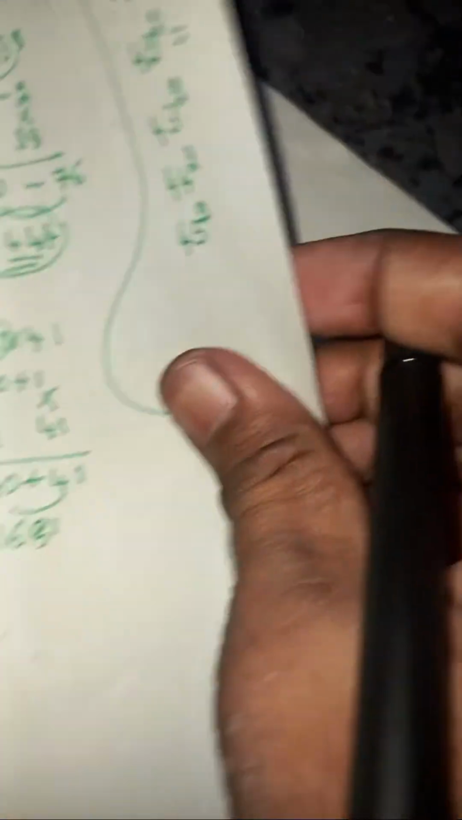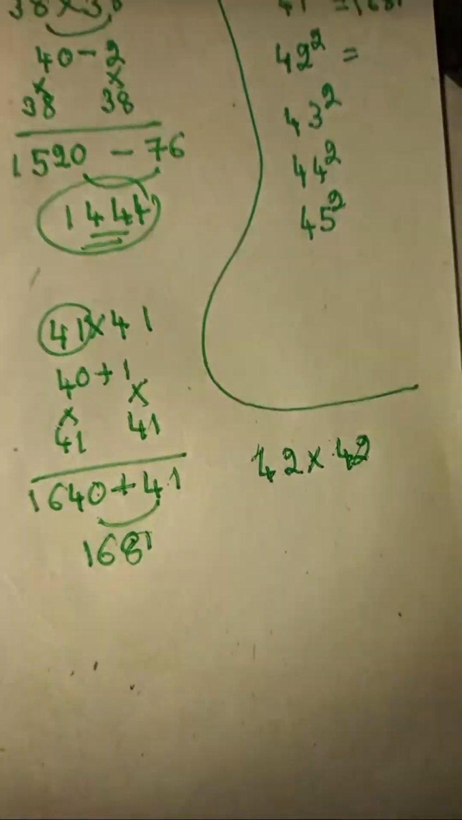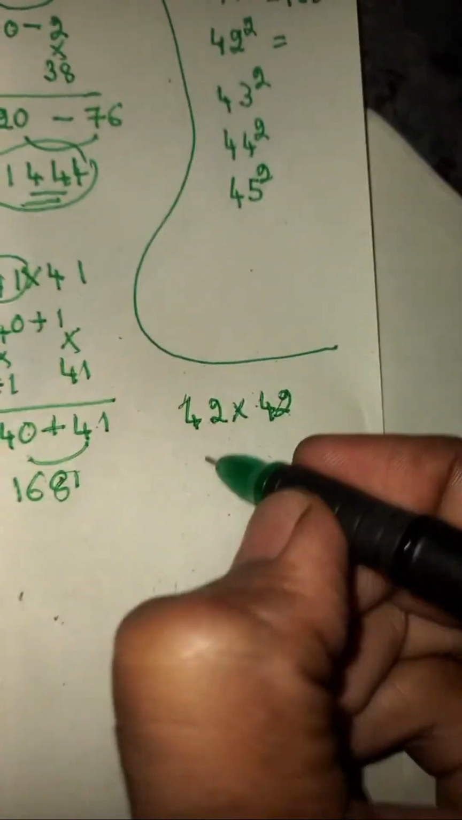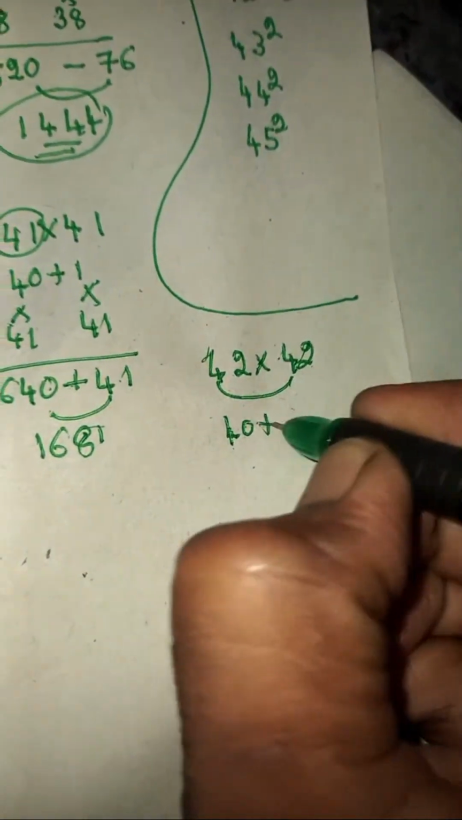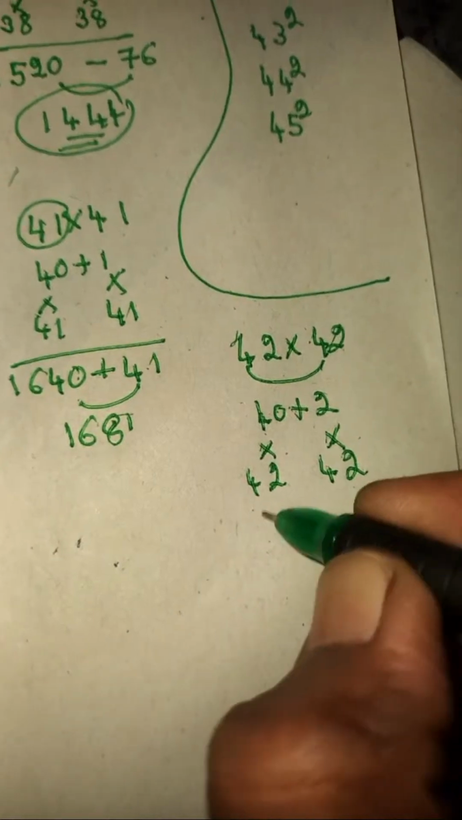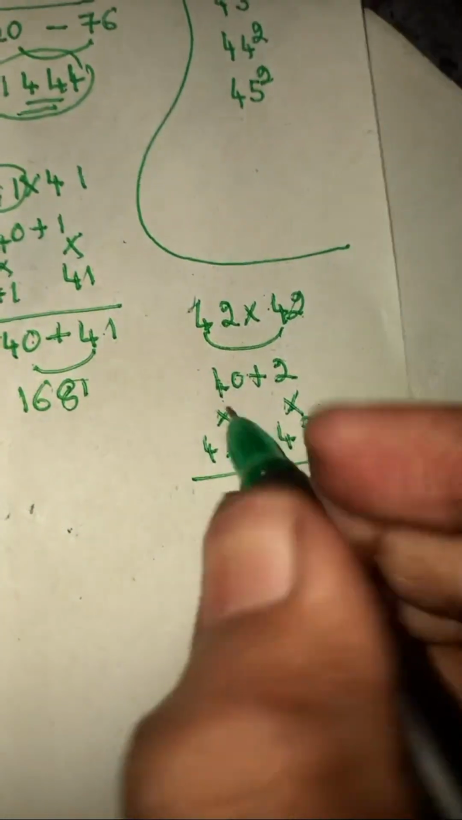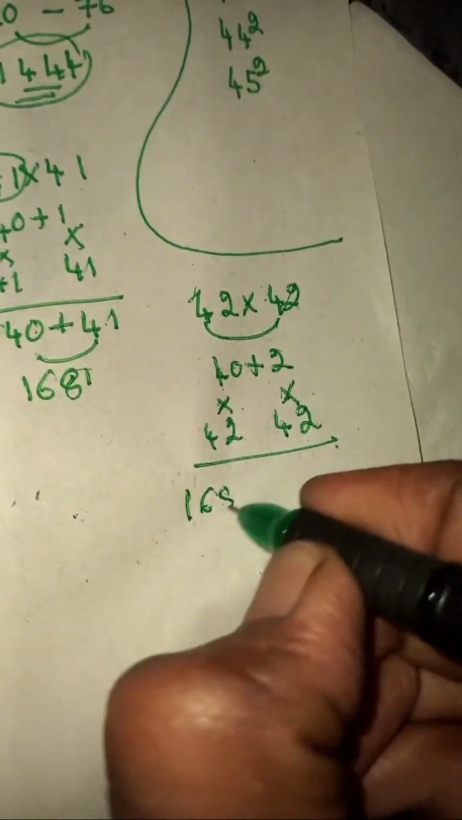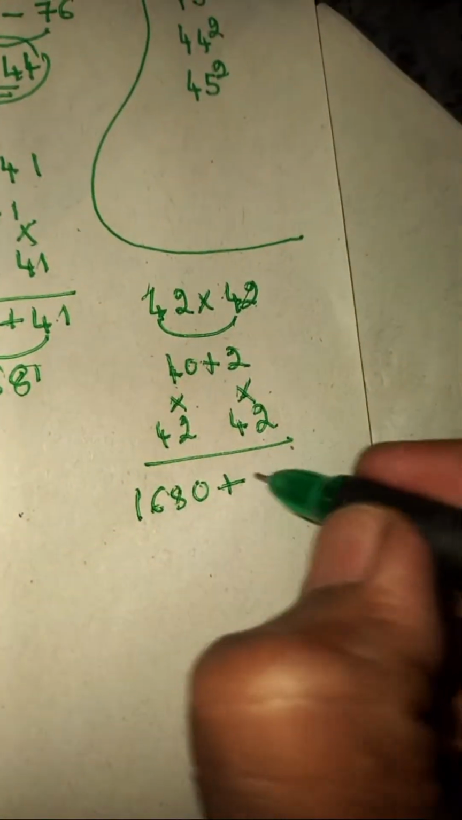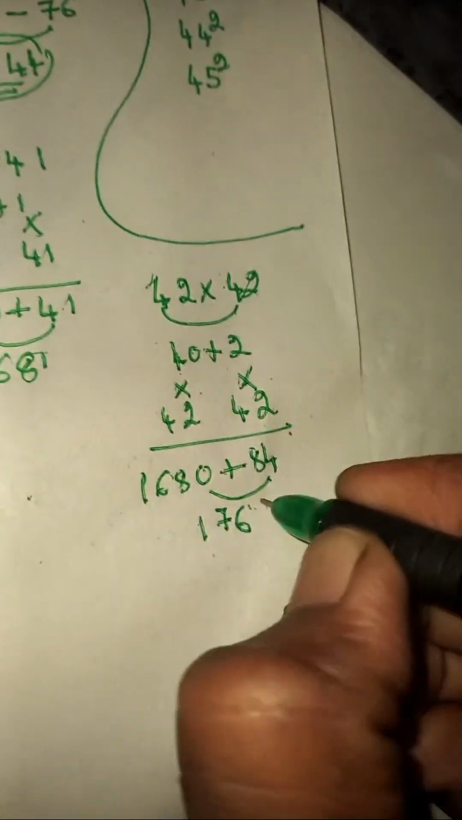And now 42 square means 42 times 42. Here you split as 40 plus 2, multiply with 42, and here also with 42. You're going to get 42 times 4, 160 plus 8, 1680, plus 84. When you add, that is 1764.